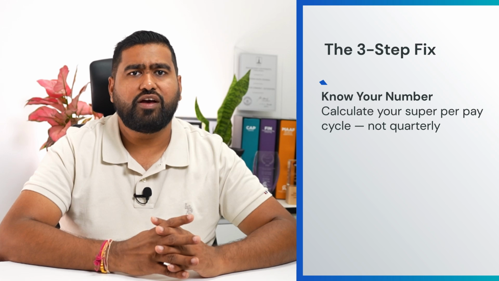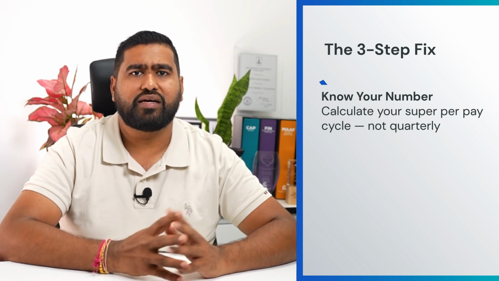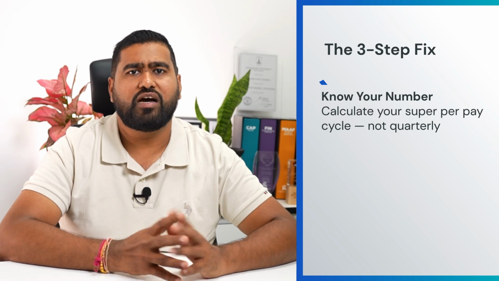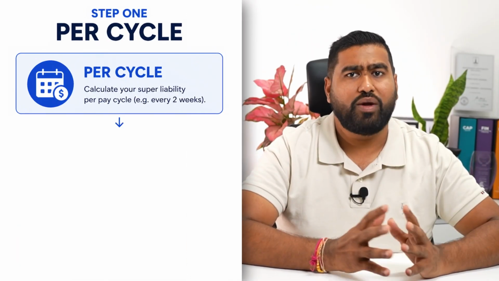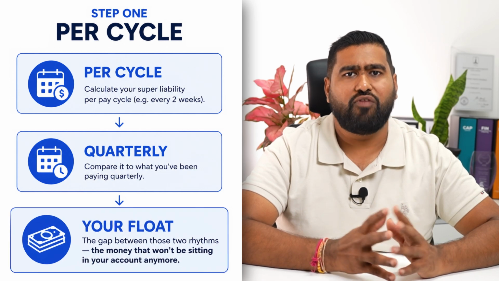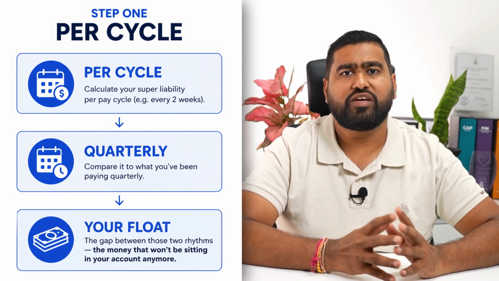Open your payroll software and calculate your super liability per cycle. If you are paying fortnightly, what's the total super across all your staff every 2 weeks? Compare that to what you have been paying quarterly. The gap between those two rhythms is your float. The money that won't be sitting in your account anymore. That's the number you need to plan around.